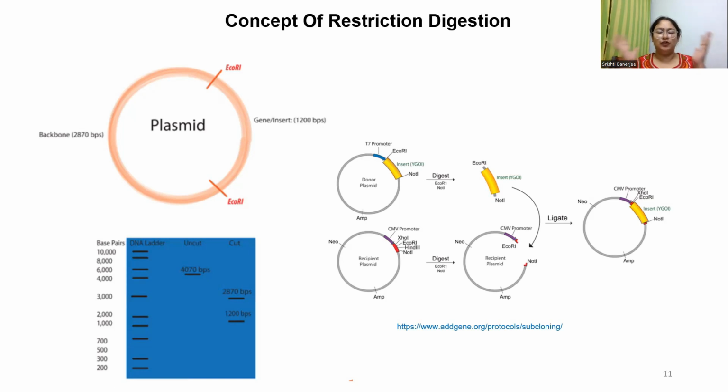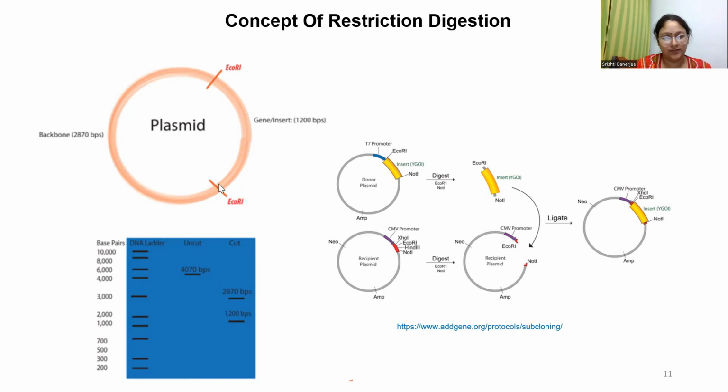So let's talk about now. Let's put everything together. We are cloning, we are amplifying, and then we are also running a gel. So this is your plasmid. You have two restriction sites on it, which can be cut by EcoR1. EcoR1 is a restriction enzyme. So what happens is two fragments.